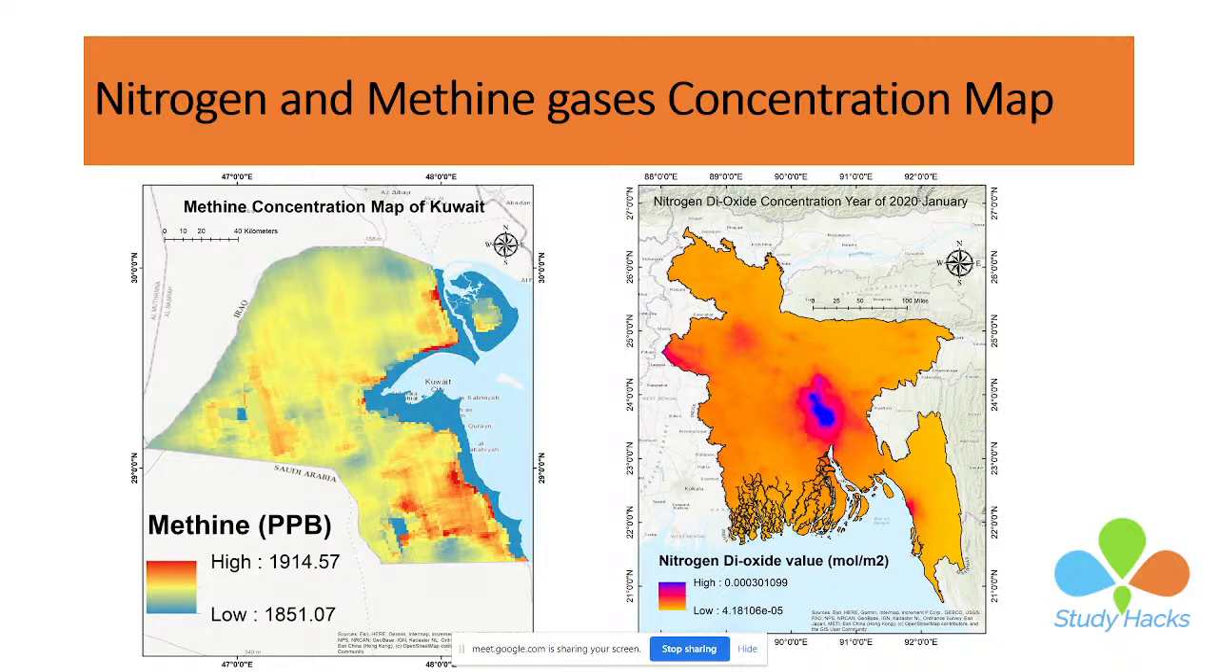The other map is the nitrogen dioxide concentration map for January 2020 in Bangladesh. In this nitrogen dioxide map, the unit is mole per meter square, and we can easily convert this unit. You can also see another unit, ppb, parts per billion. So we can easily convert units, download the TIFF image from the Google Earth Engine platform, and make the map layout.